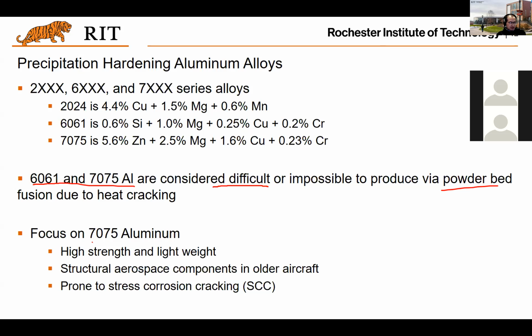And particularly this 7075, it has a high strength, and the weight is light. Also, for some of the applications in aircraft, it has a widely adopted use in such a process. And it is prone to stress corrosion cracking. And that's another good property for this process. And that's why this material is under the focus.